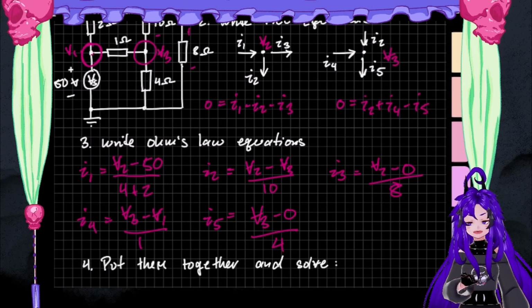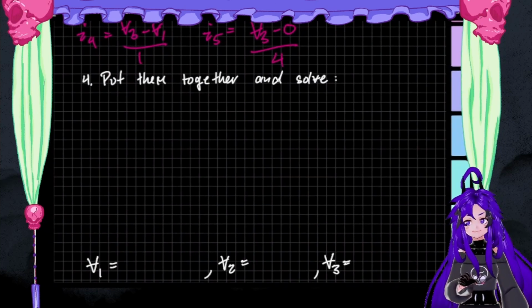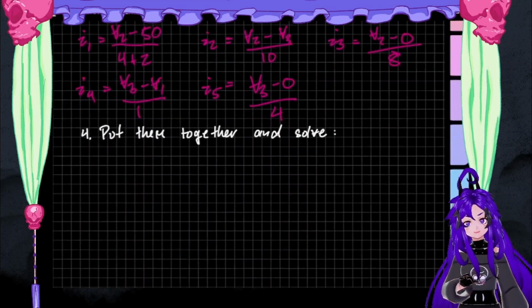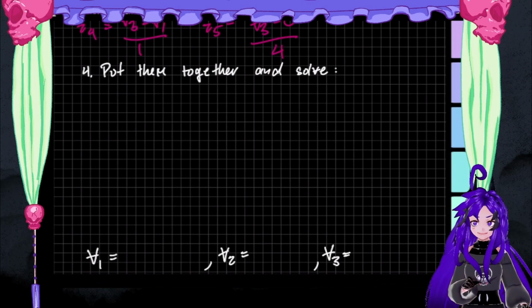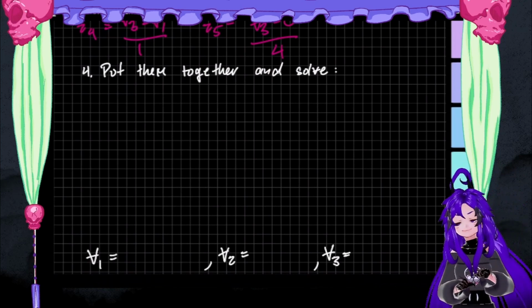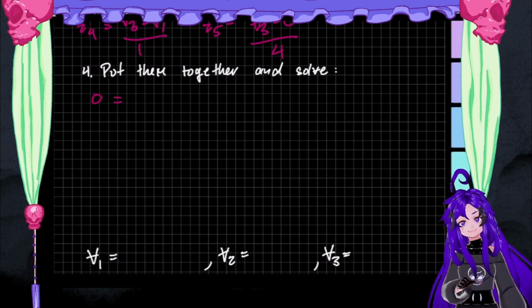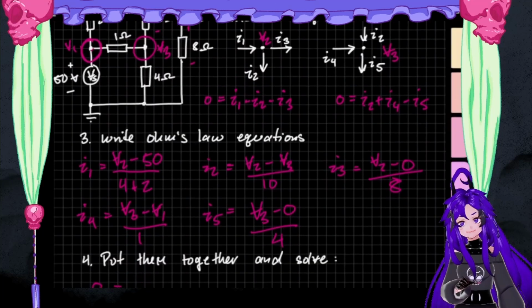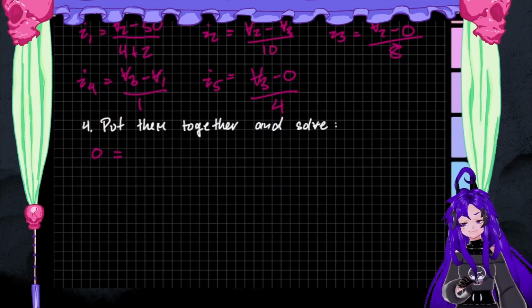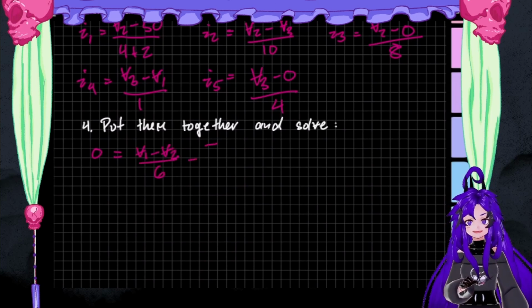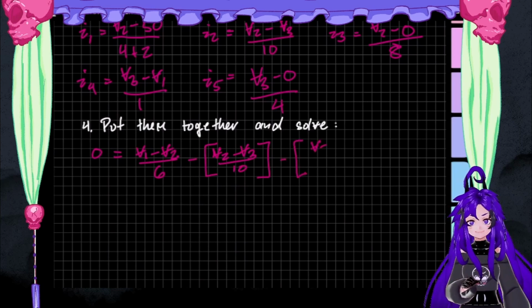Alrighty, so last thing, we put it together and we solve. So we have 2 nodes, so we're going to end up with 2 equations, right? So we're going to need to plug this into a solver. But let's go ahead and get those equations so that we can plug it into a solver. So we're going to start with the V1 node. We're going to have V1 minus V2 over 6 minus the whole fraction V2 minus V3 over 10 minus the whole fraction V3 over 8.